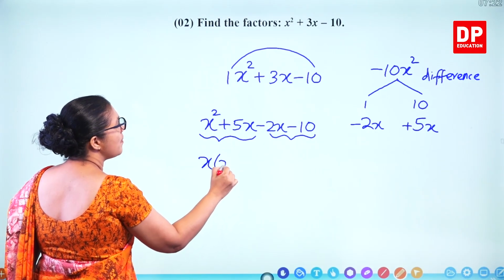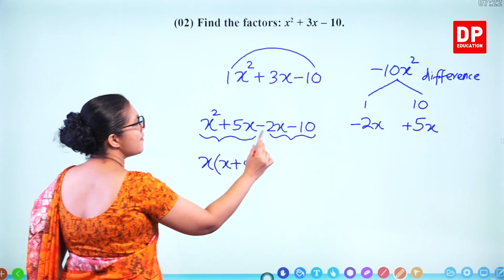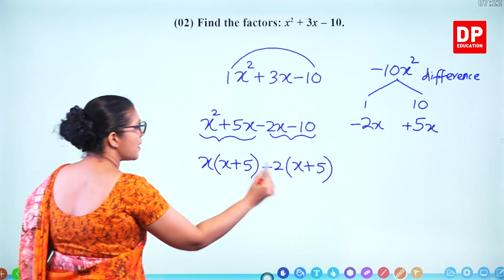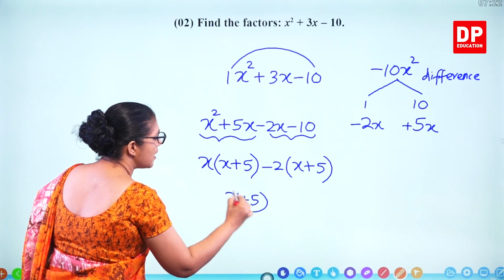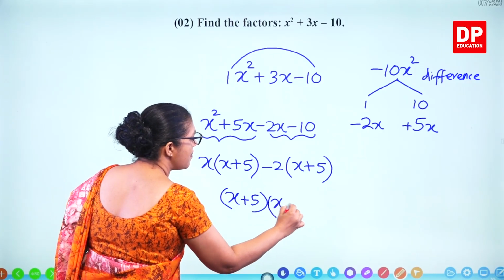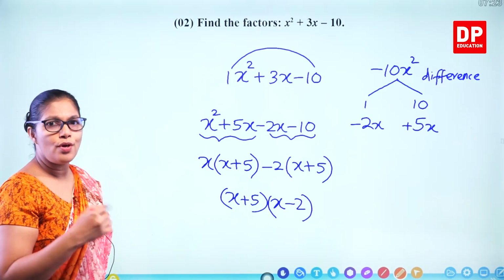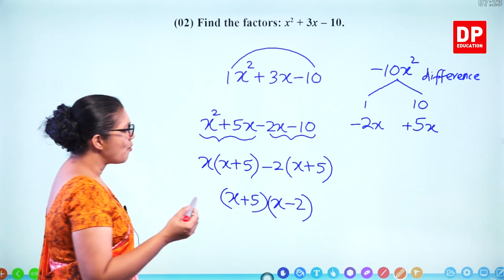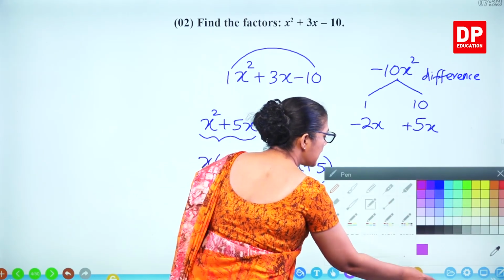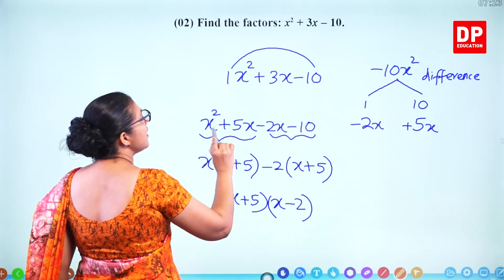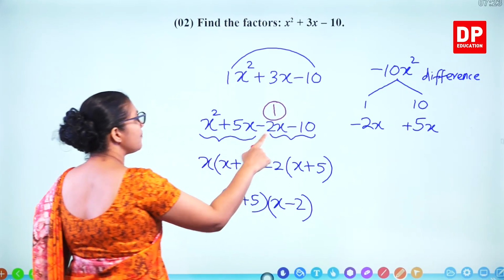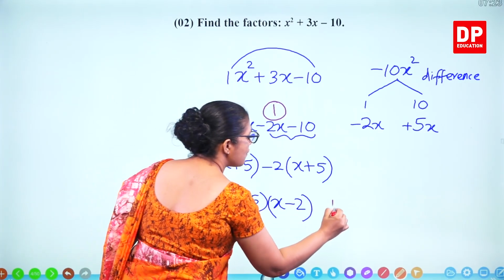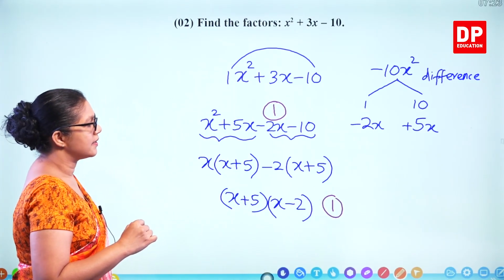From these two, x is common. So you get x plus 5. Here you can take minus 2 out and write x plus 5. X plus 5 is common. Take it out and you can write the other remaining factor, x minus 2, inside another bracket. So x plus 5 and x minus 2. So how you get marks here? So splitting this one, here you get 1 mark there. Splitting 3x to 5x and minus 2x. And also for the final answer, 1 mark.